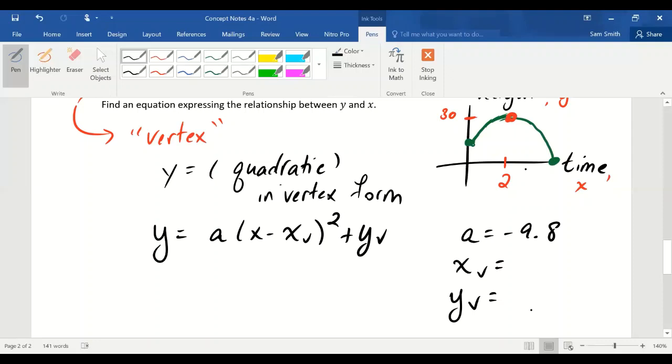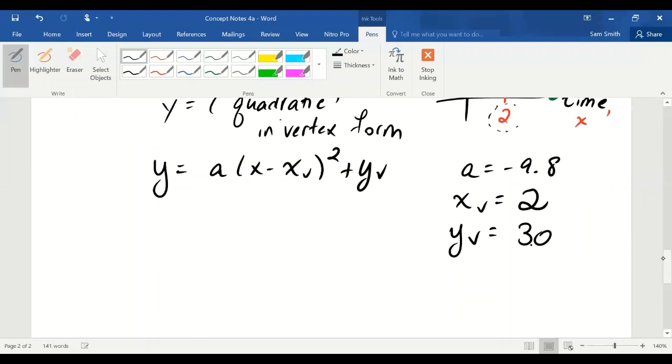Okay, now that you've had a chance to try it, let's do it together. xv, the x of the vertex, that's the amount of time that it took to reach the maximum height. Y of the vertex, that's the maximum height that was actually reached. So if I fill in these numbers into their appropriate positions, I'll get the following relationship between x and y. Y is equal to negative 9.8 (x minus 2) squared plus 30.